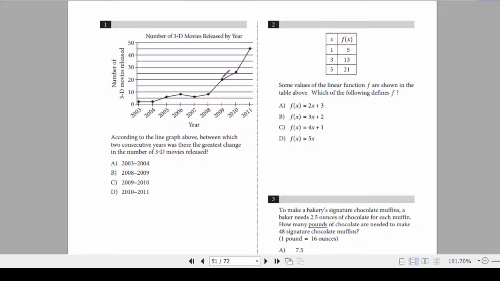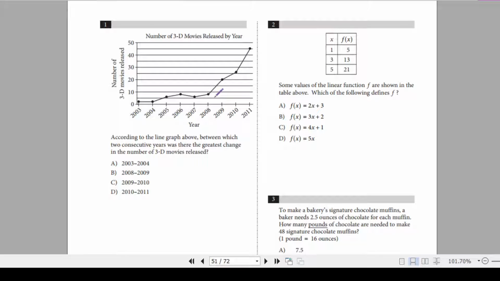See, 8 to 9 is a significant decrease, and then 9 to 10 is small, and 10 to 11 there is a really significant increase. So we need to see whether it's 2008 to 9 or 10 to 11, because 3 to 4 is nothing, even decreasing, and 9 to 10 is a small increase, like 20 to 25. The increment is just 5.